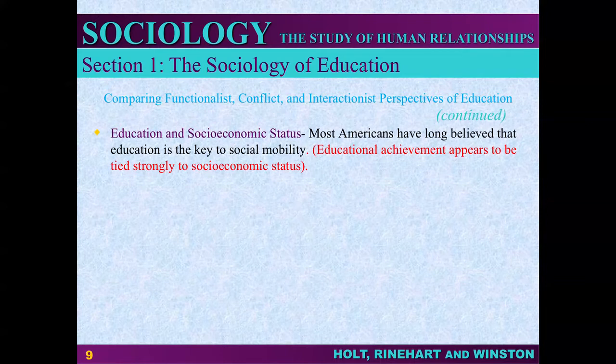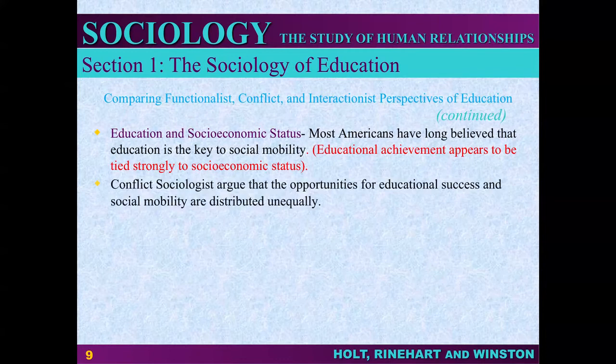Going to a private school versus a public school may also help with improving your socioeconomic status as well as your social mobility. Not to say that you can't marry somebody wealthy or marry into a wealthy family, but getting yourself a good education, going to a good college or university versus the local community college or the local trade school, may impede somewhat your social mobility. But you could also win the lottery and move up that way. Conflict sociologists argue that the opportunities for educational success and social mobility are distributed unequally.